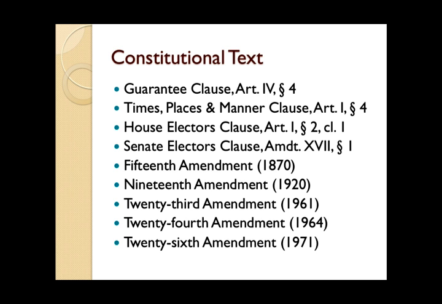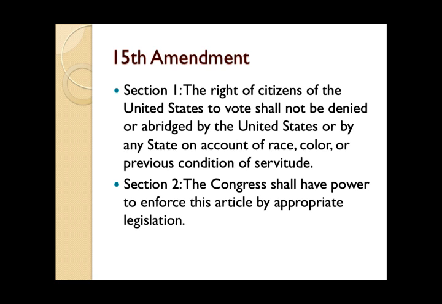So let's look at the 15th Amendment. The 15th Amendment says the right of citizens of the United States to vote shall not be denied or abridged by the United States or by any state on account of race, color, or previous condition of servitude. Congress shall have the power to enforce this article by appropriate legislation. So Section 1 prohibits discrimination outright. And then Section 2 gives Congress the power to pass laws in an effort to enforce the prohibitions contained in Section 1.